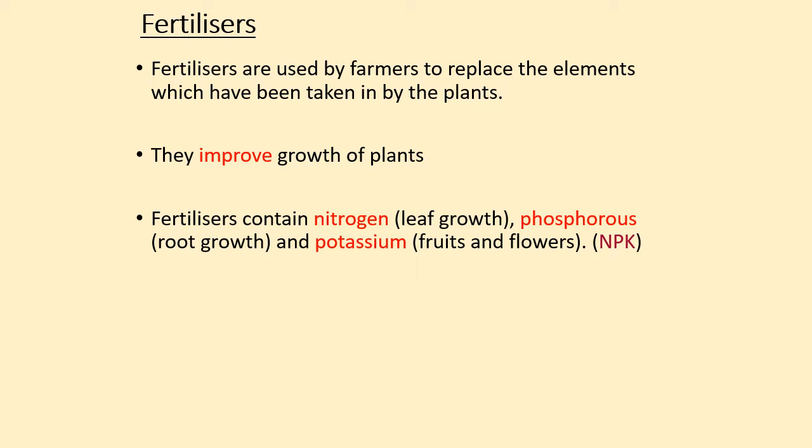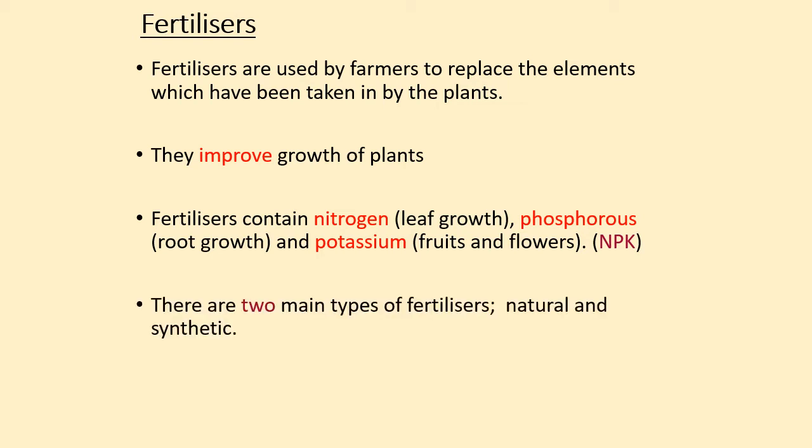Now, the elements nitrogen and phosphorus and potassium are sometimes shortened to the letters N, P, K. And that's because N is the element symbol for nitrogen, P is the element symbol for phosphorus, and K is the element symbol for potassium. So NPK are the three elements, nitrogen, phosphorus, and potassium, that are essential for plants to be able to grow. And fertilizers can either be natural or they can be synthetic. By synthetic or artificial, we mean man-made.